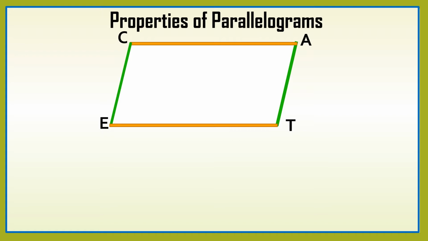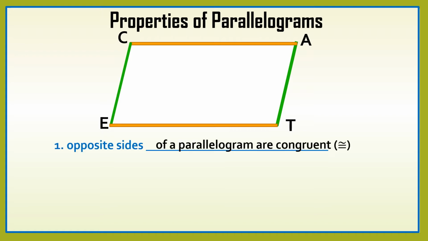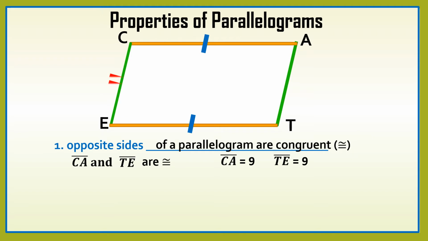Let's go to the properties of parallelograms. The first one is opposite sides. Opposite sides of a parallelogram are congruent. So let us identify the opposite sides of parallelogram. First one, CA and TE. So they are congruent. So if the measure of segment CA is equal to 9, therefore, the measure of segment TE is also equal to 9 because they are congruent.